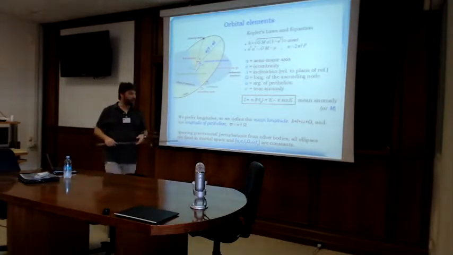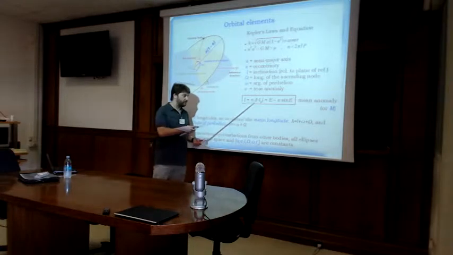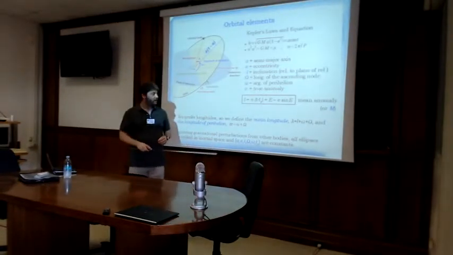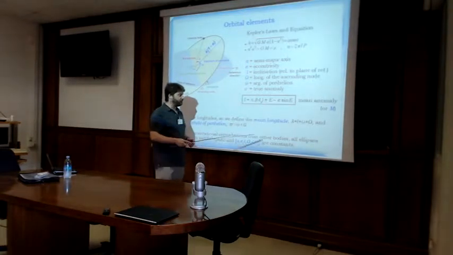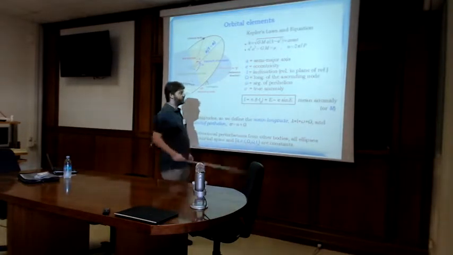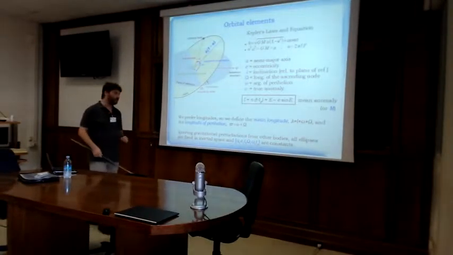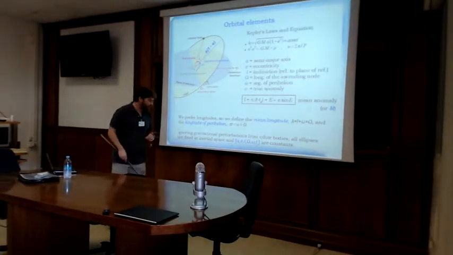So we frequently use instead the mean anomaly, which is defined, and you can find it either as L or M in different books, as mean motion times time, and this is related to the eccentric anomaly through Kepler's equation. And from that you can relate the mean anomaly to the true anomaly.